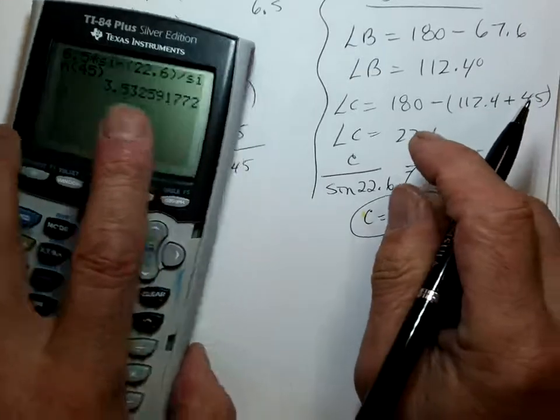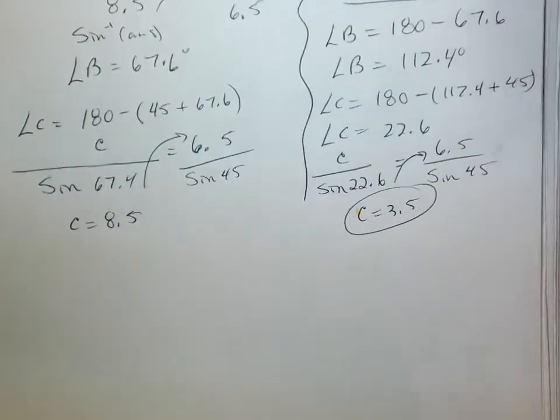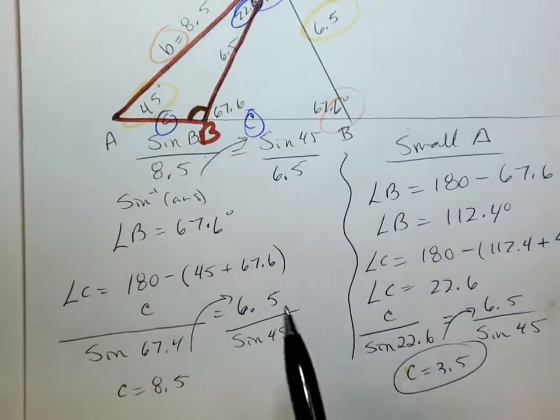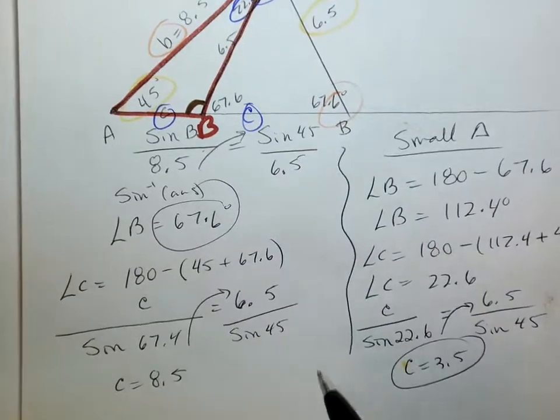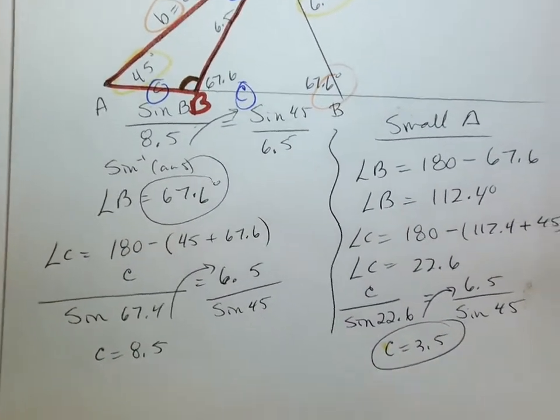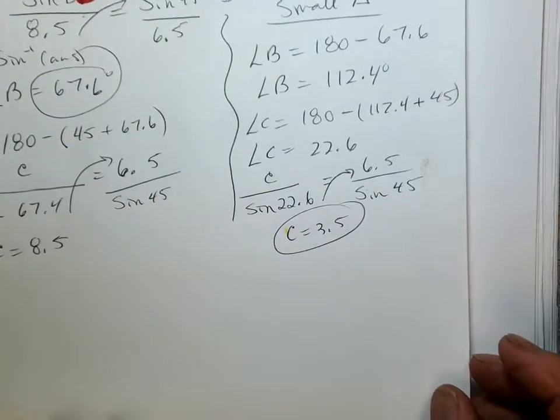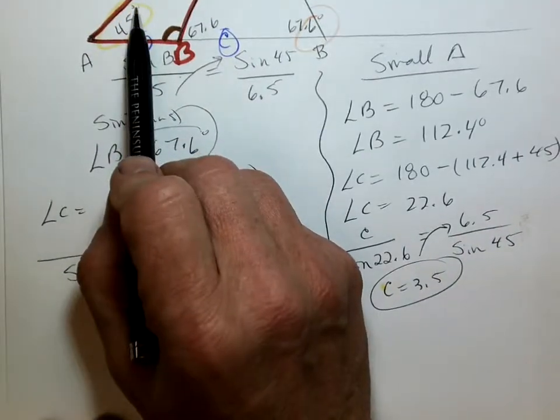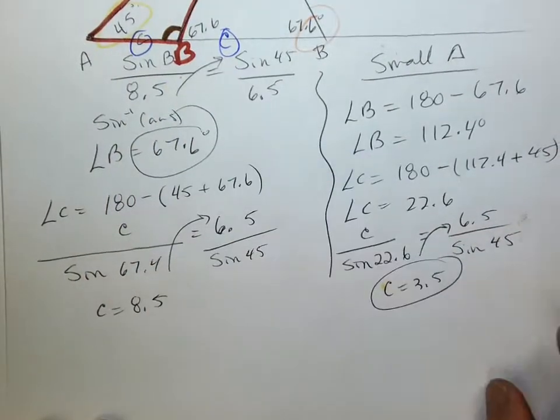Okay, this is worth 7 points. You have to draw it right. You have to get angle B. 3.5 is the side, yeah. So you've got to get all three missing sides here, all three missing pieces here, okay?